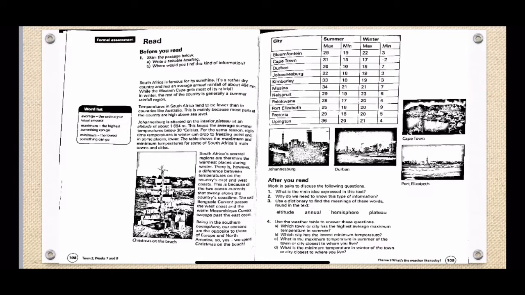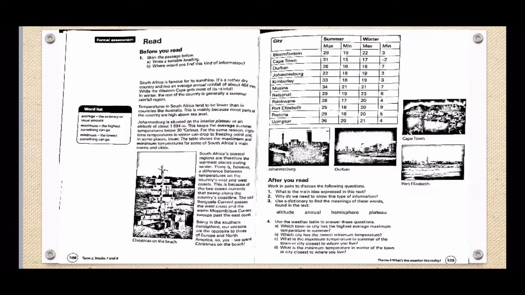So this text gives us a lot of information about the seasons, about temperature, and how all the different coasts are different from each other. And also we have a little picture there that just shows some people have Christmas on the beach.